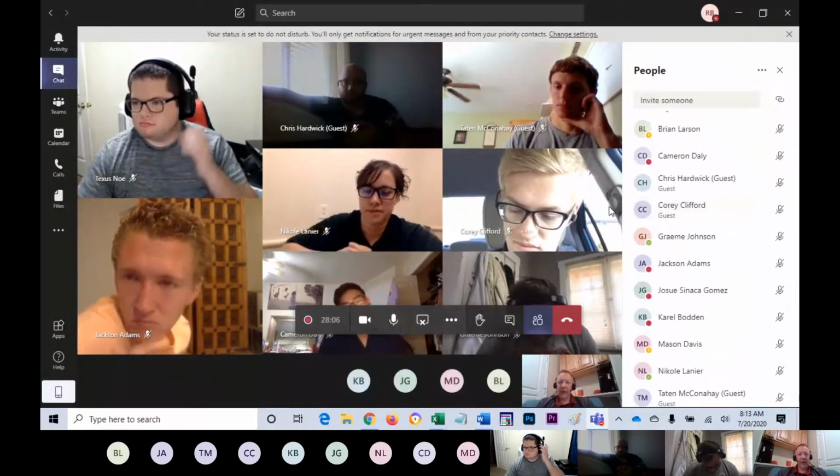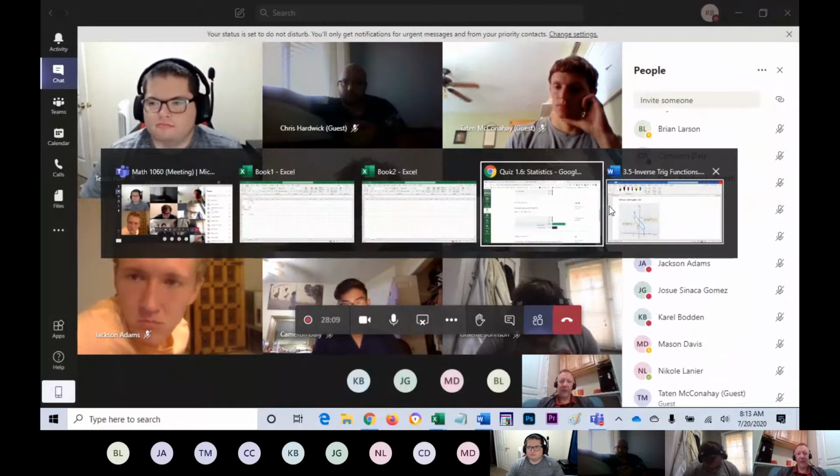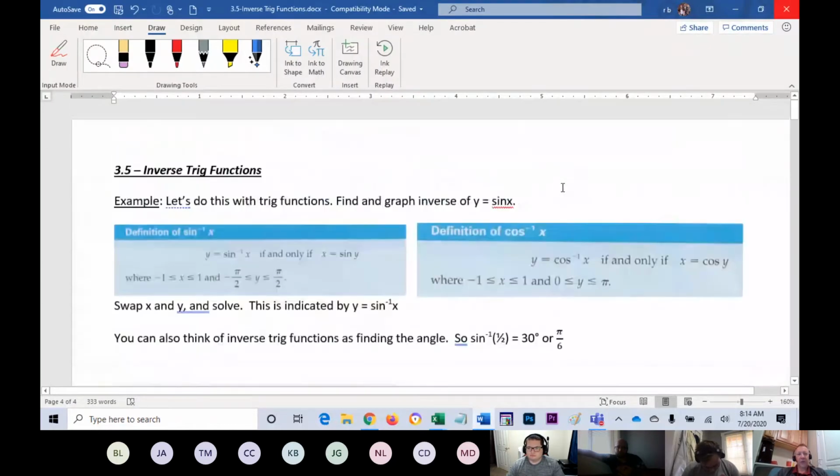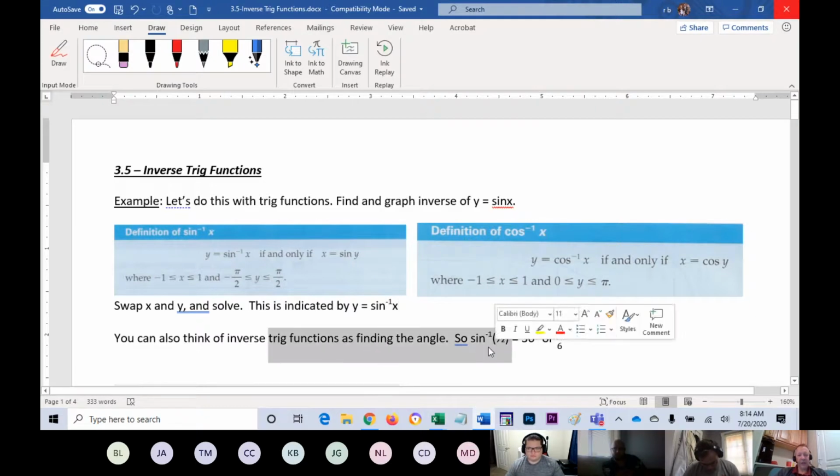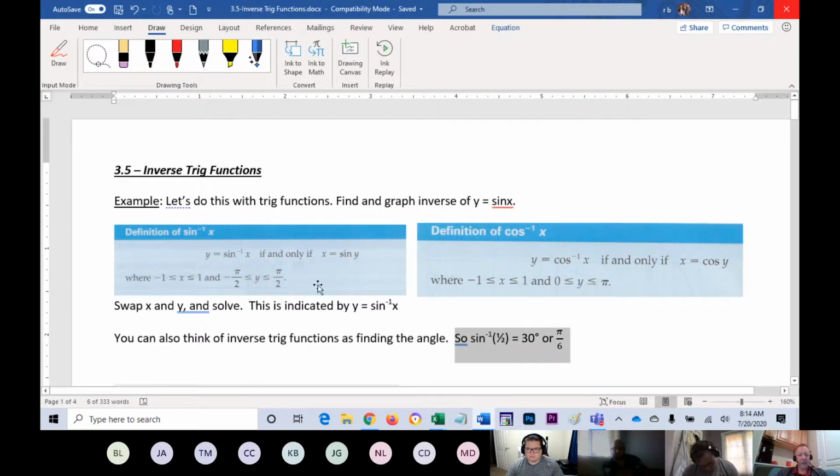Good. All right. So we're going to talk about inverse trig functions, which is section 3.5. So we're going to do the same thing with trig functions. The basic thing is y equals the inverse sine of x. It looks like sine to the negative 1 power. That's what we refer to as inverse, and you can think of it as finding the angle. So the inverse sine of 1/2 is 30 degrees or pi/6.